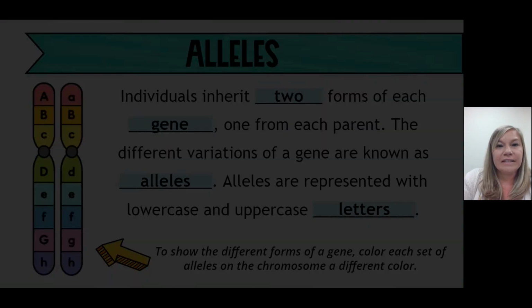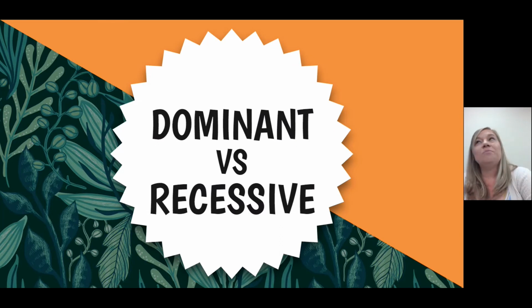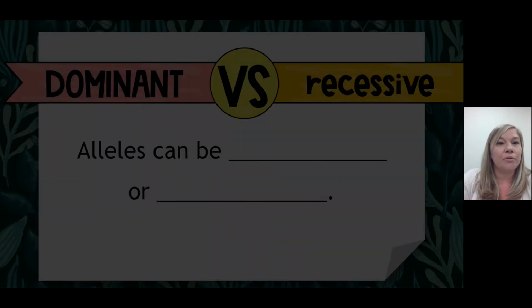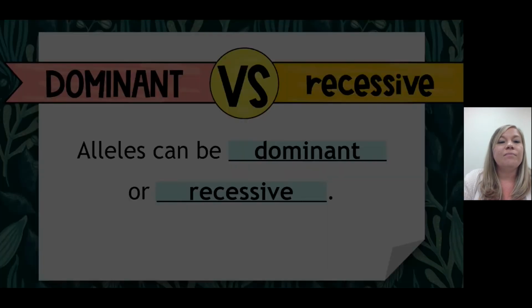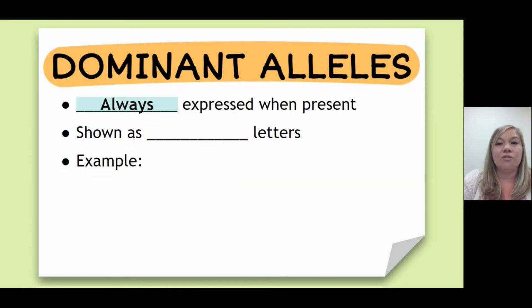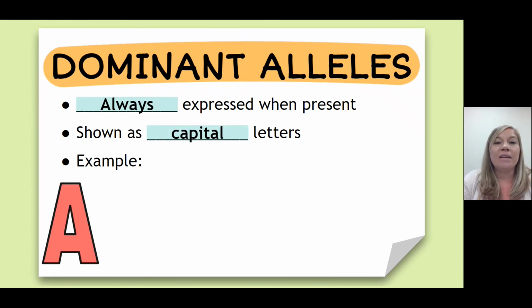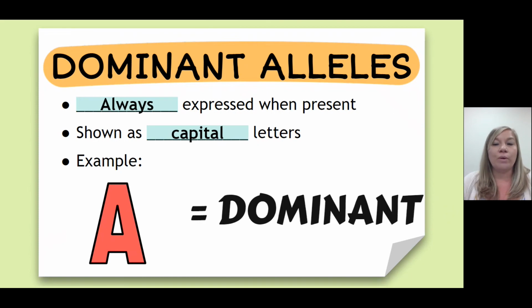All right, so we've got some more vocabulary here. We've got dominant versus recessive. Now, this is going to have really big importance when determining which trait is actually shown, okay? So alleles can either be dominant or they can be recessive. And we're going to go through dominant first. The dominant allele is always going to be expressed as a capital letter, okay? And if the dominant allele is there, you are going to see it.